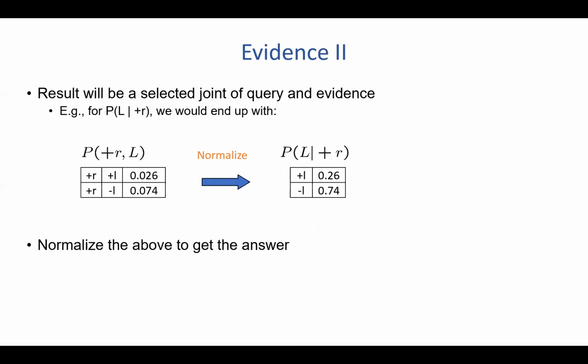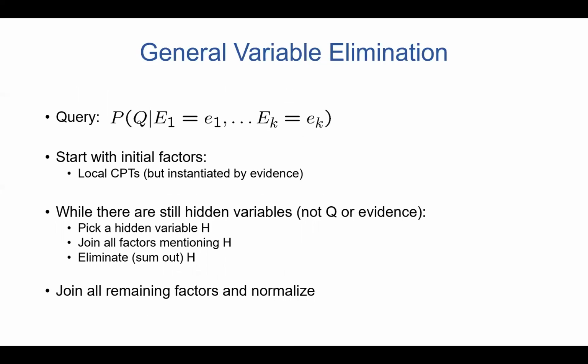So: evidence, normalize, and so on. That is going to be a very important question. In general variable elimination, you start with the initial factors that you have, and then pick one hidden variable, join all factors mentioning that hidden variable, and then eliminate that hidden variable. This is what we have just seen in several previous slides: take a hidden variable, join all the factors, and then eliminate.